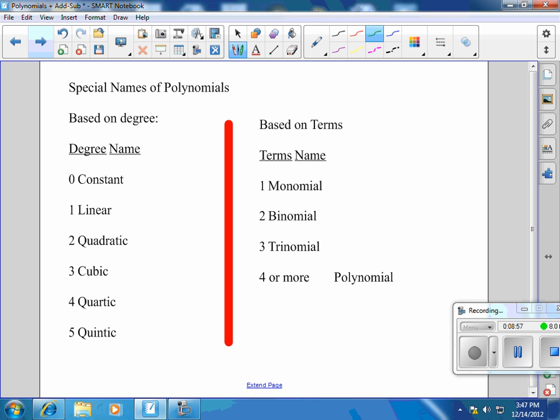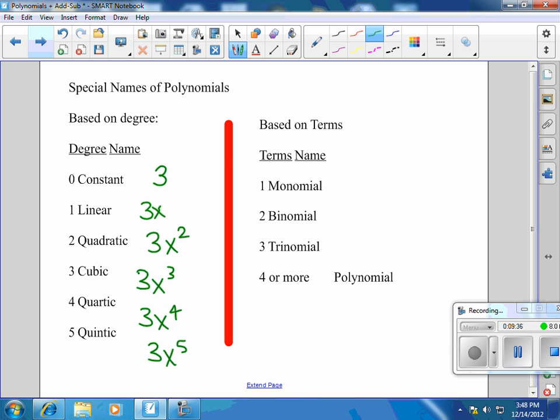Degree names. Hopefully some of these should be familiar. If it has a degree of 0, it is a constant, like the number 3. If it has a degree of 1, it's linear, like 3x, because if you were to graph that, it would make a line. A degree of 2 is quadratic, like 3x squared. Cubic would be 3x cubed, or to the 3rd power. Quartic is 3x to the 4th power. And then pentic is 3x to the 5th power. You need to have these memorized.